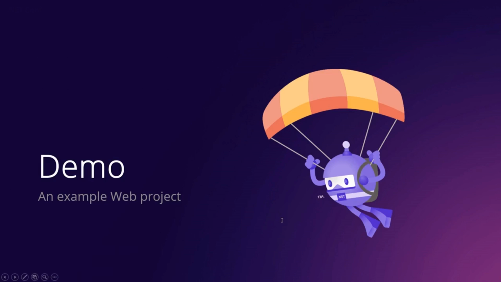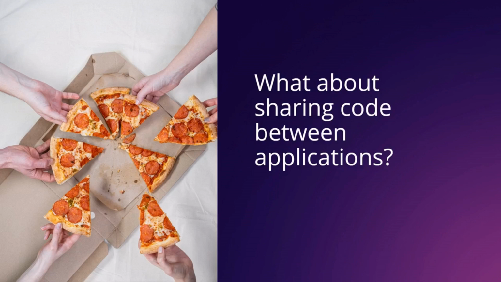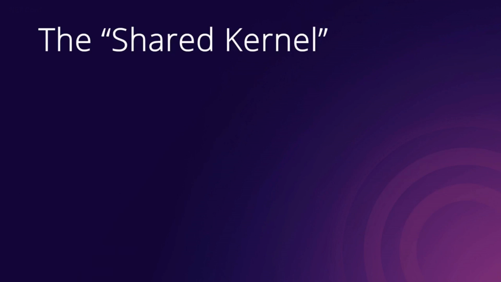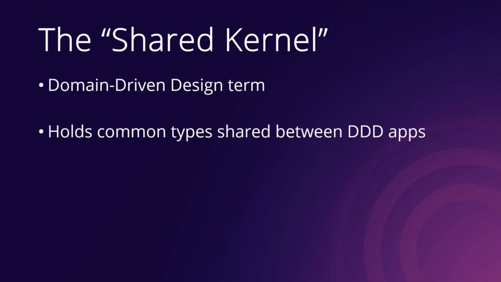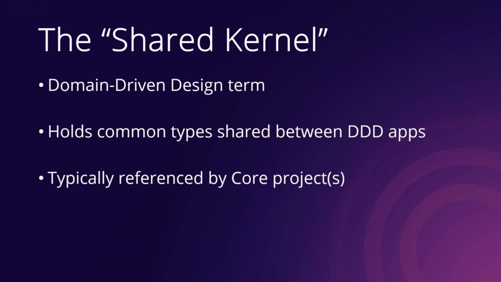All right, and so we're just about out of time. So let me cover one last thing, and that is, what do you do with the code that you want to have in every one of your solutions? And that is what DDD calls a shared kernel. So it's a domain-driven design term for holding these common types, and typically it's referenced by Core. These types could be used by anything.